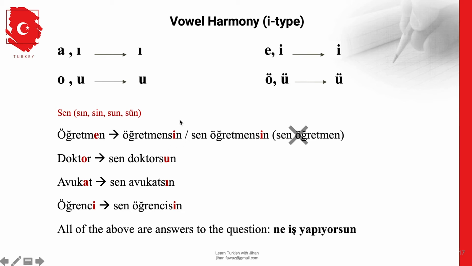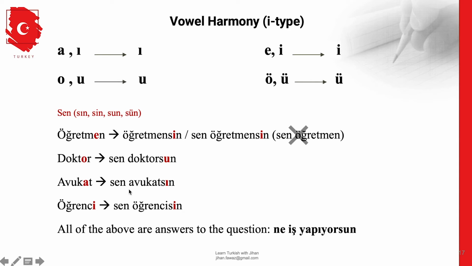This sin represents the you pronoun. Again, we cannot say sen öğretmen. This is wrong. Second example, doktor ends with an o. If I go to the rule, it says you have to use u, which is this one. Sen doktorsun, or just doktorsun. Avukat, the last vowel in that word is a, so you have to use ı, which is this one. A or ı, you use ı.